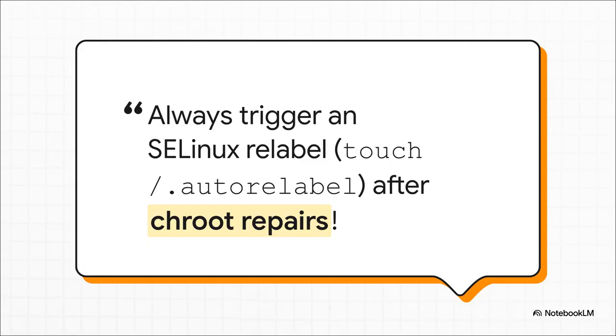I'm going to say it one more time, because it is that important. If you take away only one single thing today, let it be this. Forgetting to autorelabel is the number one reason these repairs look like they worked, but didn't. Don't forget the golden rule.